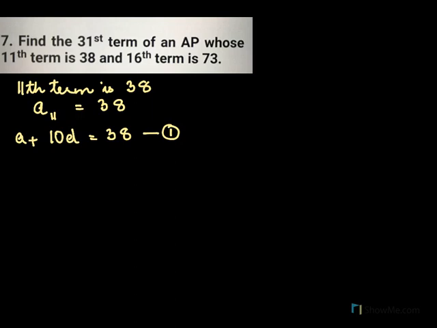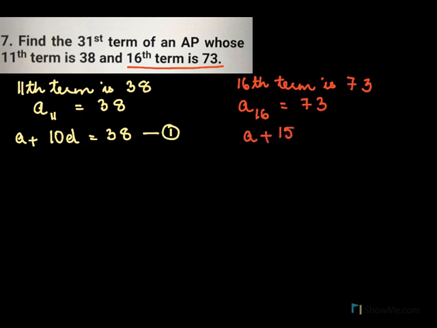So we'll take up the other part. They said the 16th term is 73. So we'll write here 16th term is 73, which means A16 equal to 73. A16 is A plus 15D is 73. This is equation 2.